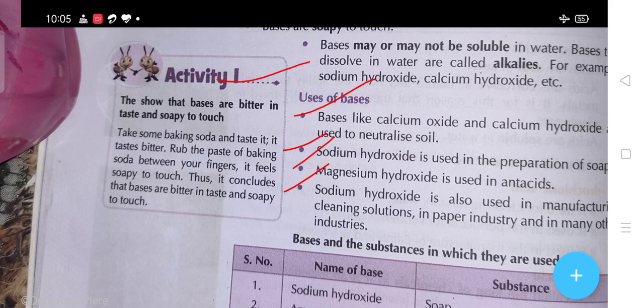Now this is an activity to show that bases are bitter in taste and soapy to touch. Take some baking soda and taste it. It tastes bitter. Rub the paste of baking soda between your fingers. It feels soapy to touch. Thus it concludes that bases are bitter in taste and soapy to touch.